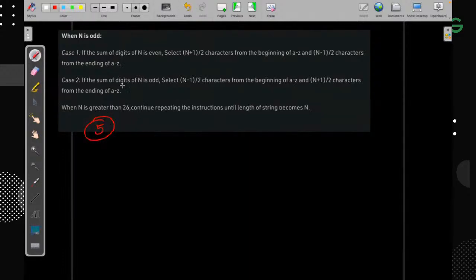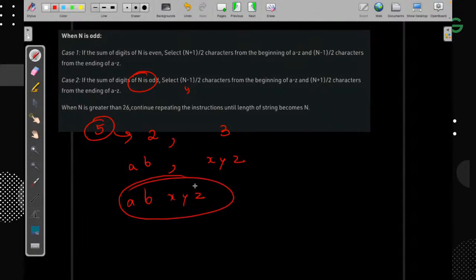When n is equal to 5, we check the sum of the digits. If the sum of the digits is even, then this; 5 is not even, so this one. Basically it is asking for the floor value and the ceil value. The floor value would be 2 and the ceil value would be 3. So it is asking for A and B, and this is asking for X, Y, and Z, the last three values. Then the answer would be A, B, X, Y, Z itself. Okay, am I clear?